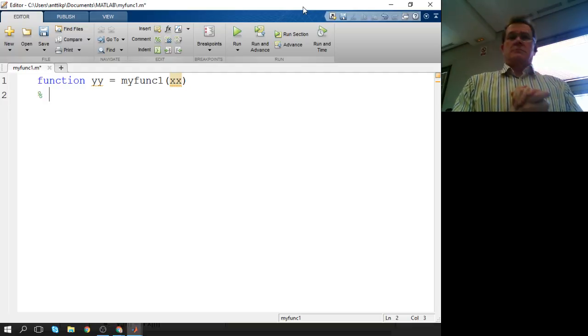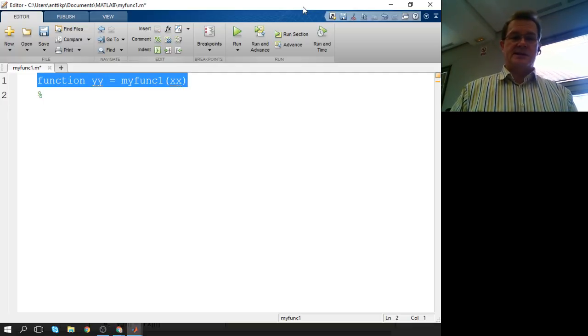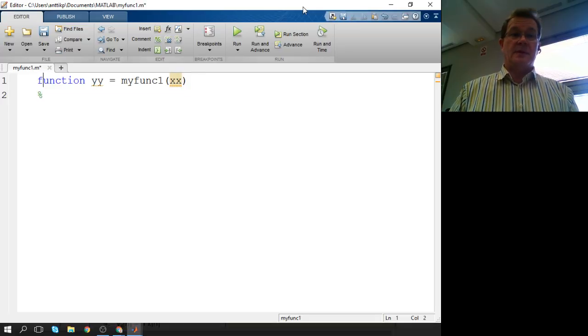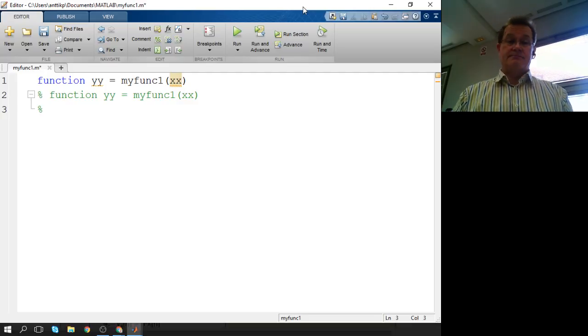Okay, what you can actually put here next is a command line like that, and then the function description.